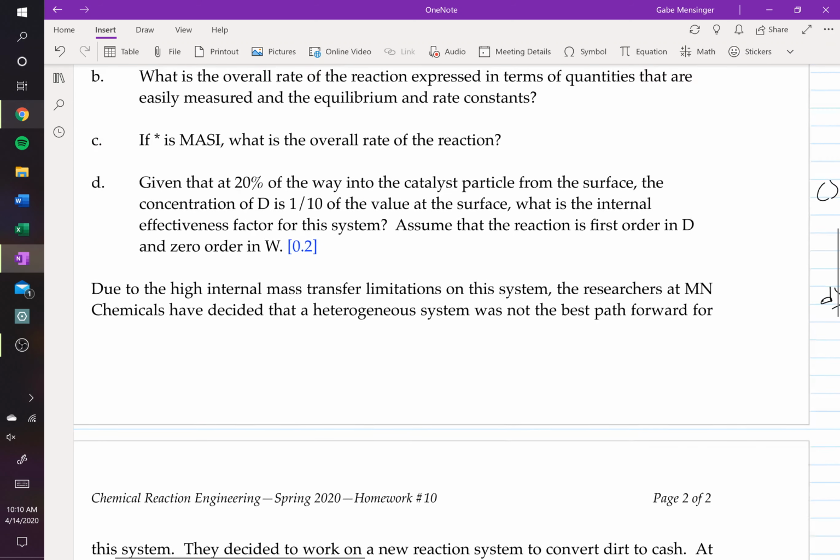Okay, part D. Given that 20% of the way into the catalyst particle from the surface, the concentration of D is 1/10 of the value at the surface. What is the internal effectiveness factor of the system? Assume that the reactor is first order in D and 0 order in W. With that last sentence, assume the reactor is first order in D, 0 order in W, this is saying assume first order system.